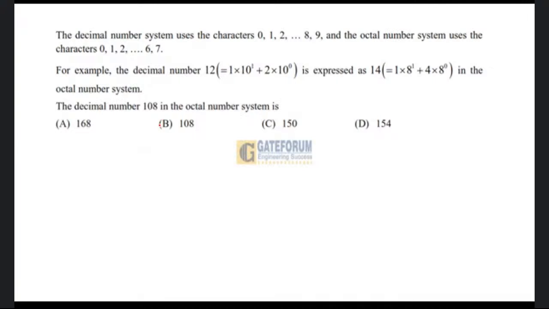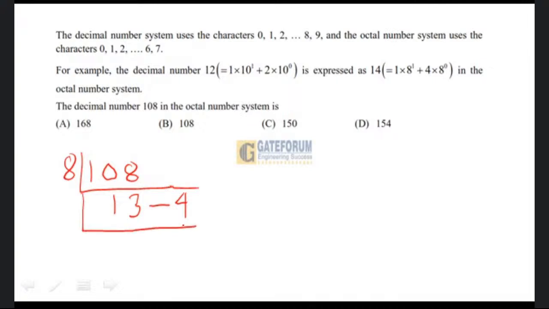Okay, so the decimal number 108 in the octal system is what? Now, in the options, no base has been given, which basically means that they are of base 10. So, when you convert the decimal number 108 in the octal system, how much is it? So, this is octal. How do you convert a decimal to an octal? See, decimal is this divided by 8. So, 13 eights are 104, and hence the remainder would be 4.